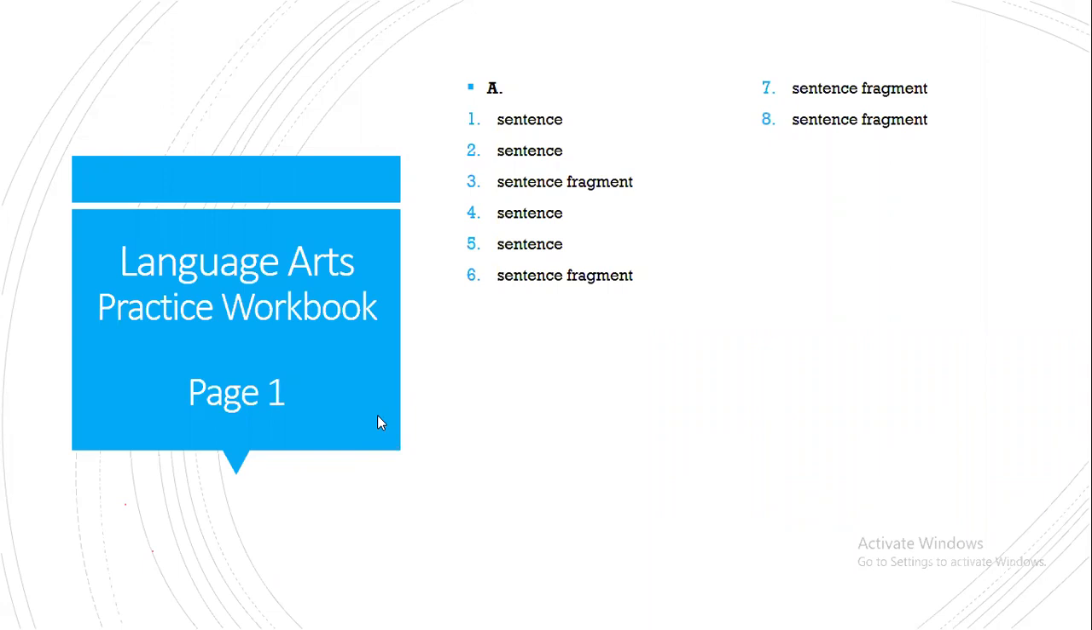Okay, number nine. Draw sketches of some of the animals. Sentence. Do we have a subject here? Where's our subject? Who drew sketches? No, we don't have a subject. We are missing a subject, okay? So this is a sentence fragment. Very good, because we are missing the subject.